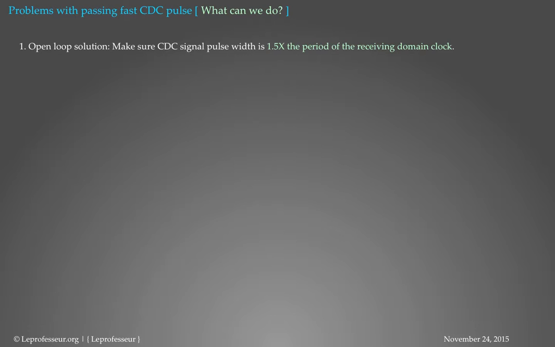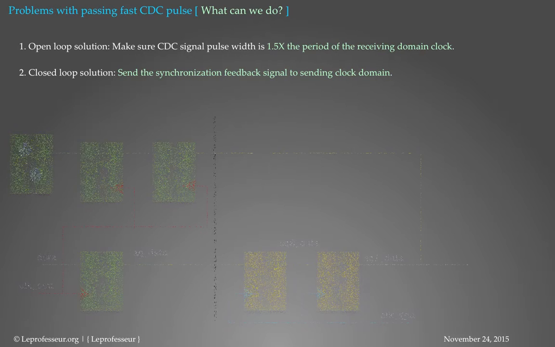So as I said, the first solution is that you simply make sure that the CDC signal pulse width is 1.5 times the period of the receiving clock domain. Another way is the closed loop solution, where you send the feedback signal to the sending clock domain.